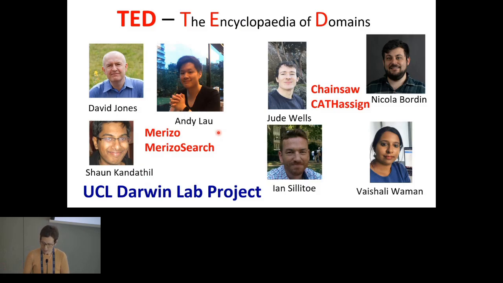And we compared Chainsaw and Merizo. They're very complementary. Merizo tends to overcut, we tend to undercut. So we thought, well, it makes sense for us to work together. And it's been, over the last couple of years, a very intense but very wonderful learning experience working with that team. On the right, you can see a better picture of Nico Bordin. And I also want to thank Jude, Charlie and Ian for their contributions to that project, and Andy and Sean from David's team.